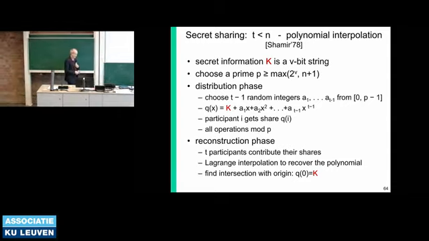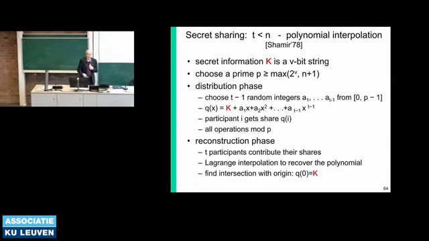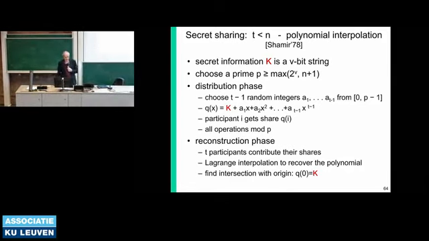And so if you have t minus 1 points, you have no idea. In fact, for every extra point you add, you get a different key value, and you don't know which one is correct. And once you have t values, you know there is a unique solution.